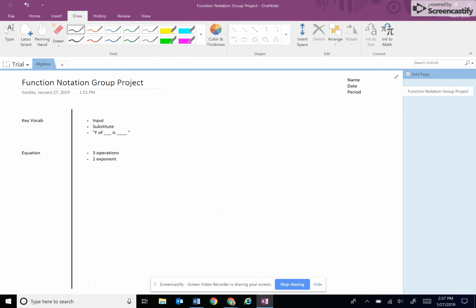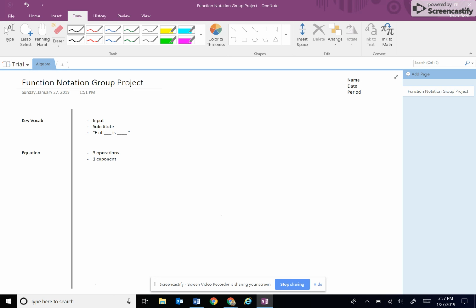I have my name, date, and period on the paper. I have my title as well. I've written down some of the key vocab, and this is a reminder to myself that I need to use these words in my video today: input, substitute, and f of blank is blank. And this will be a little bit more obvious when we get to the output.